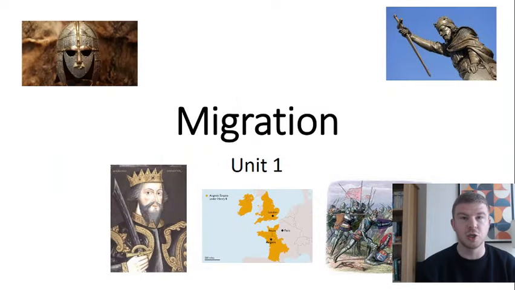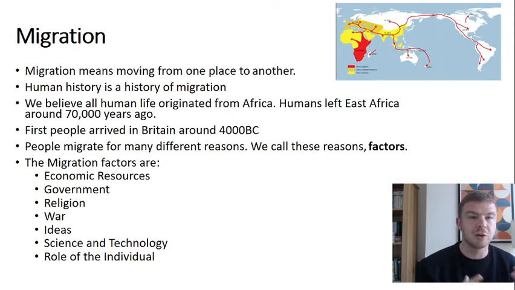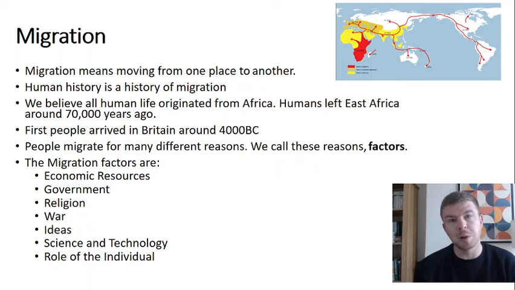So as it is, we are now looking at Migration Unit 1, and the beauty of this topic, I think, is that it is so broad-ranging. If you want to understand human beings, you sort of have to understand migration. Migration means moving from one place to another, and human history is really all about migration. We believe that all human life is very likely to have originated from Africa, and humans left East Africa around 70,000 years ago, and the first people arrived in Britain around 4000 BC.